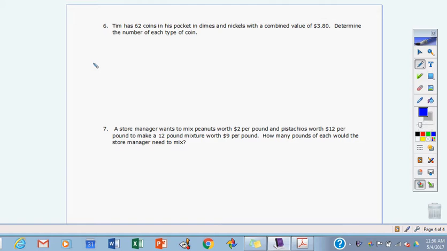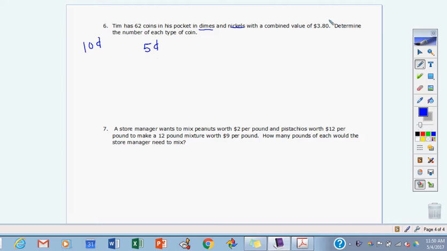Number 6, the coin problem. There's a little bit unique situation that happens on the right side of the formula for the coin problem. But here's the idea. Every problem can be different, but you've got dimes and nickels. So you've got to know that dimes are definitely worth 10 cents. Everybody knows that. And nickels are worth 5 cents.